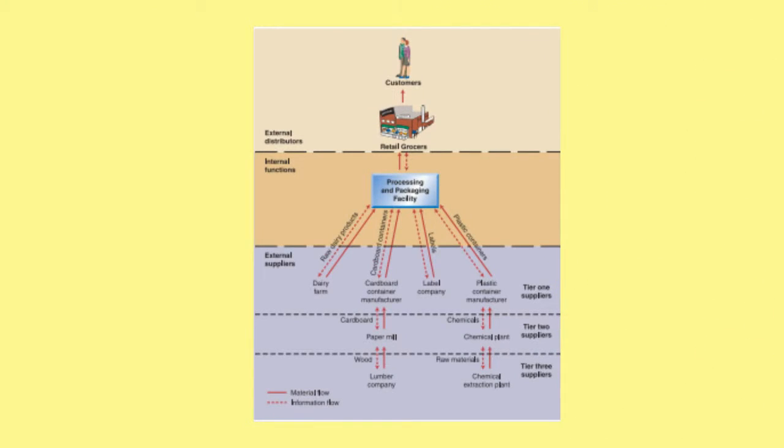Here is an overview look of the components of a supply chain for a manufacturer. Starting from the bottom, we have external suppliers. External suppliers are divided into three. The first one is Tier 3.